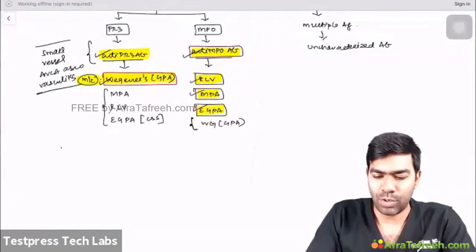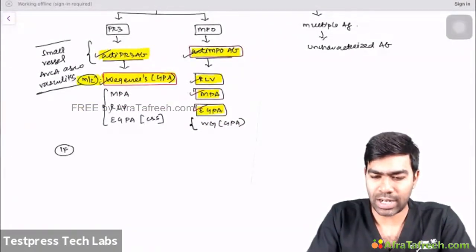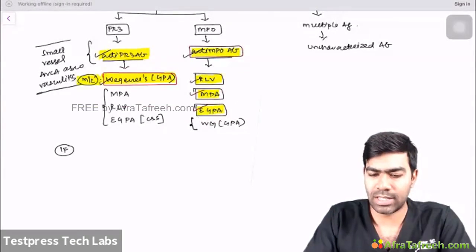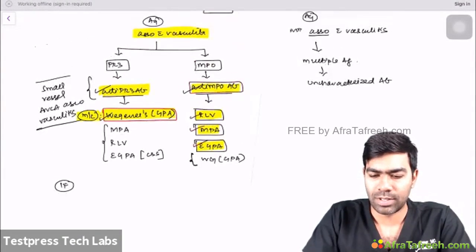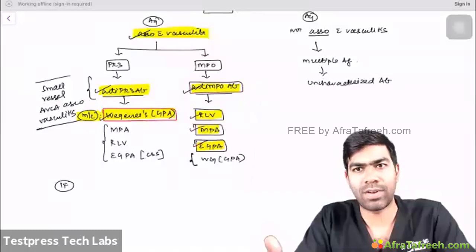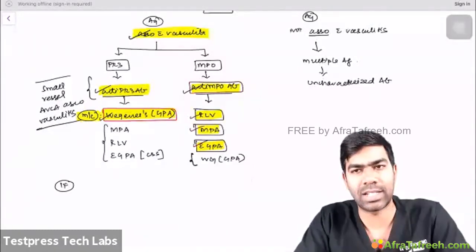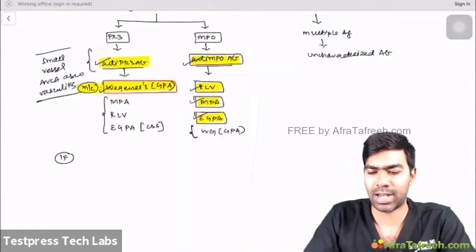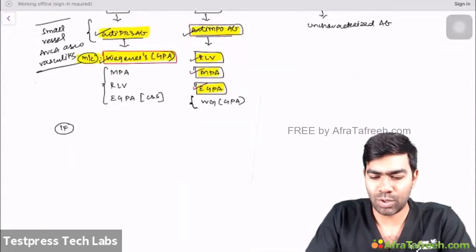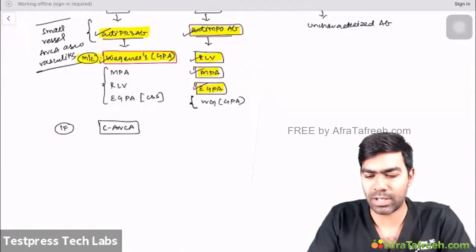On the other hand, if you do an immunofluorescence, what kind of immunofluorescence pattern will this antibody produce? Like the same thing we have done for ANA, I'm going to analyze in the same way. What is the immunofluorescence pattern that this anti-PR3 antibody will show? Typically, they show a pattern called a C-ANCA type of pattern. That's called a cytoplasmic staining.